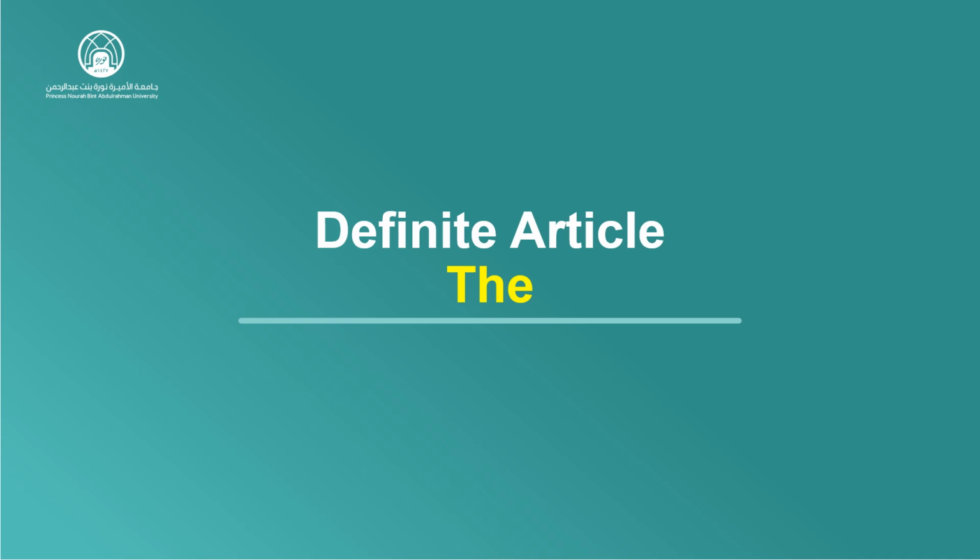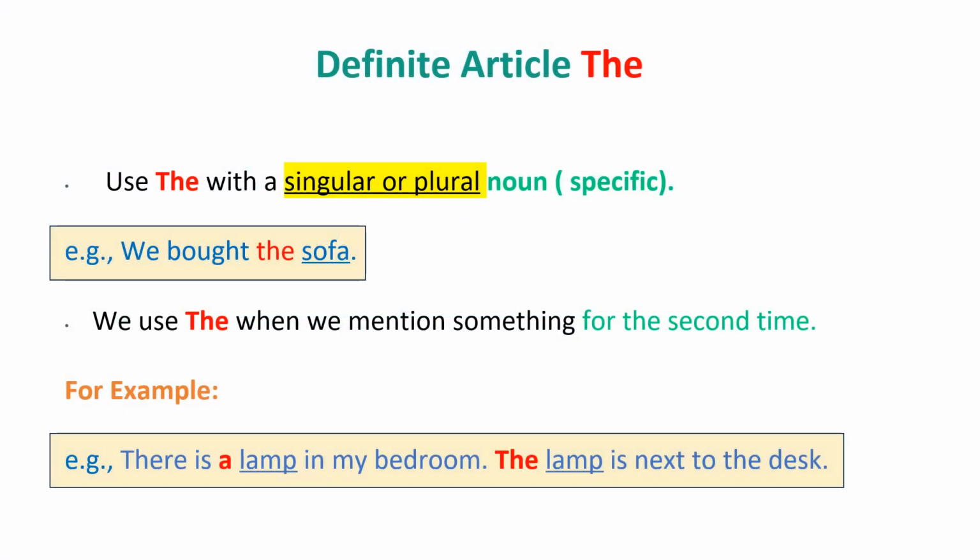Definite article the. Use the with a singular or plural noun, which is specific. For example, we bought the sofa. The sofa is specific. We use the when we mention something for the second time. For example, there is a lamp in my bedroom. The lamp is next to the desk.